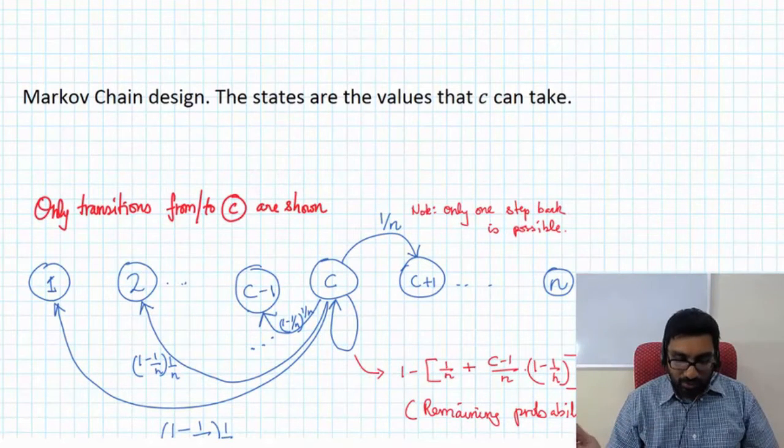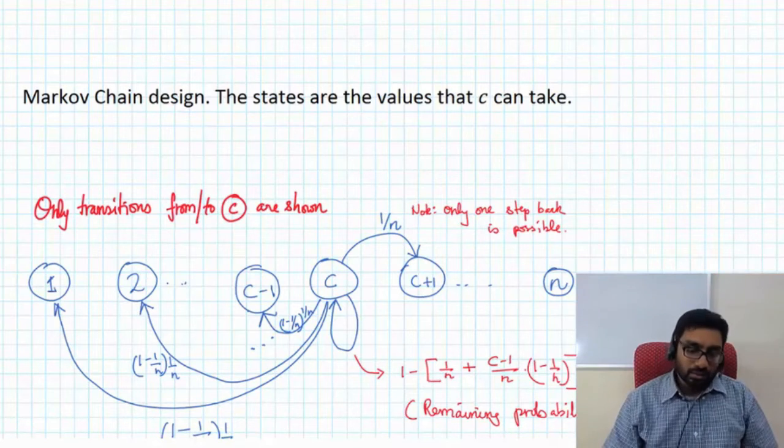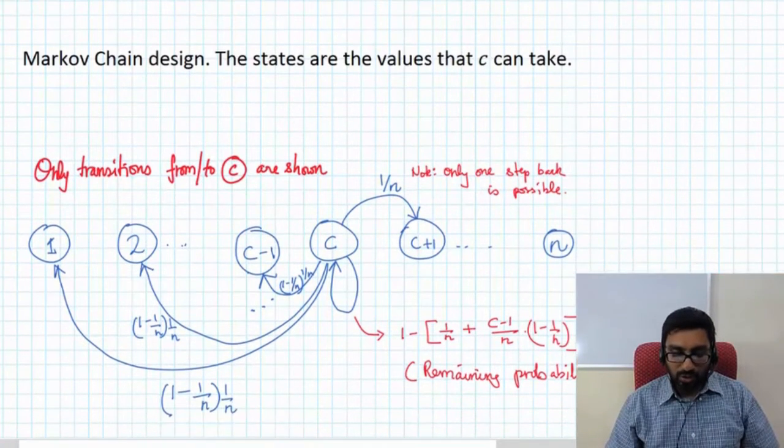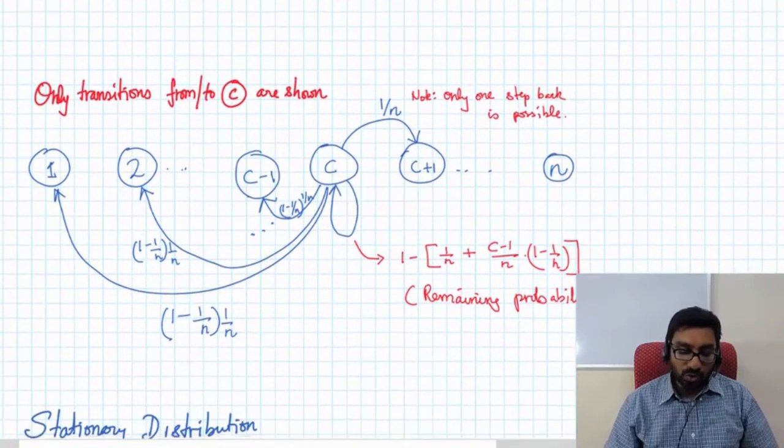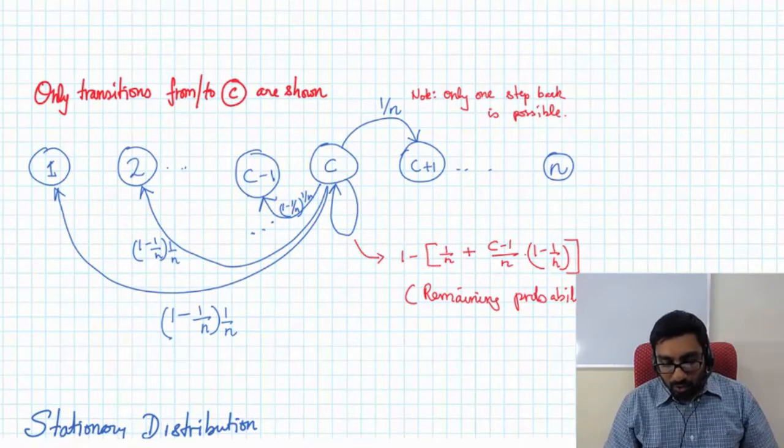Of course, C can take the value 1, which means it's pointing to the highest ranked celebrity, and it can take the value n, which means capital C is pointing to the lowest ranked celebrity. And in this Markov chain diagram, we're only showing the transitions from and to C. So there are many transitions we're not showing.